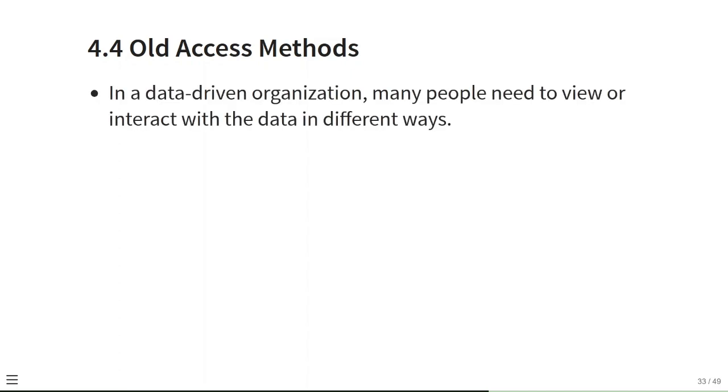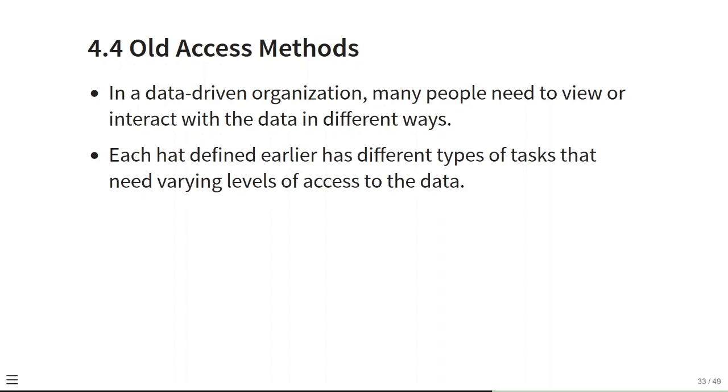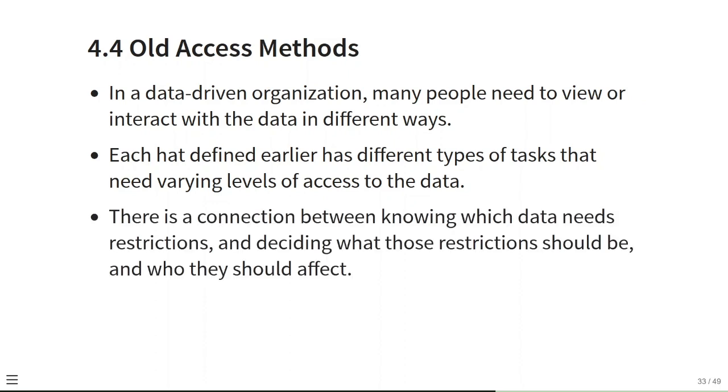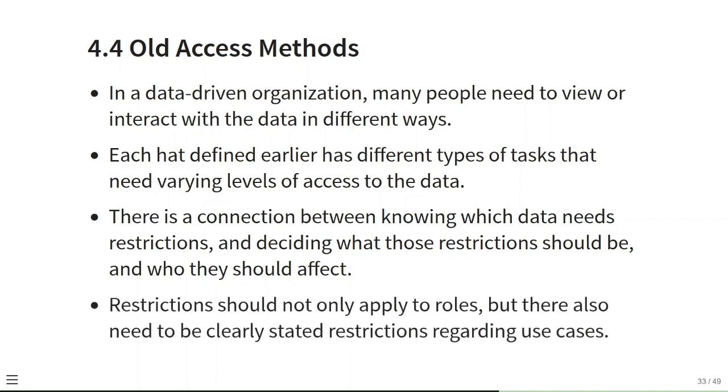In a data-driven organization, many people need to view or interact with the data in different ways. Each hat defined earlier has different types of tasks that need varying levels of access to the data. And there is a connection between knowing which data needs restrictions and deciding what those restrictions should be and who they should affect. Restrictions should not only apply to roles, but there also need to be clearly stated restrictions regarding use cases.